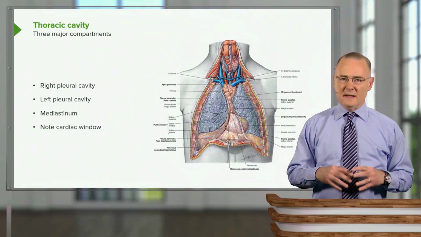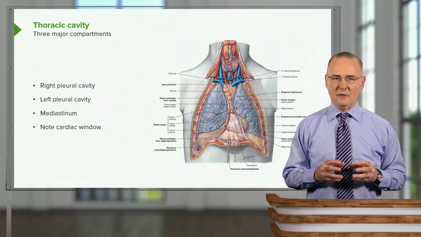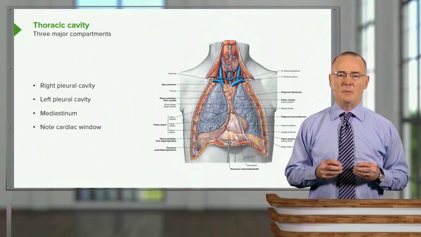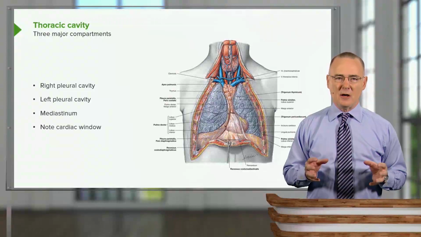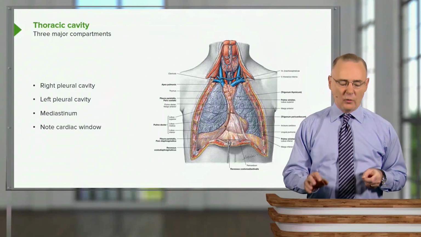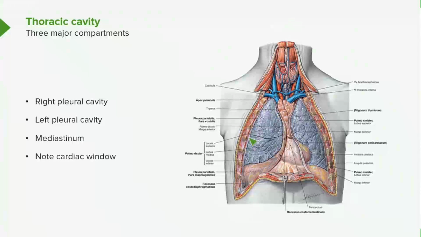This slide is an illustration that demonstrates the three major compartments that exist within the thoracic cavity. Two of these compartments are pleural cavities. The right pleural cavity is shown here. It harbors the right lung, so that would be its resident. Here on the left side, we see the left pleural cavity, and its occupant will be the left lung. Between our two pleural cavities, we have this area standing in the middle of the thoracic cavity.